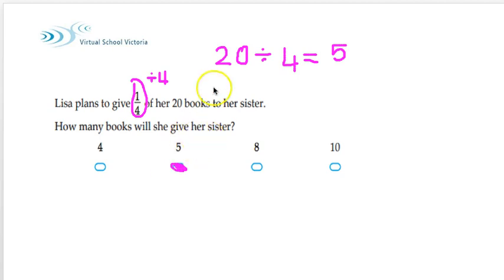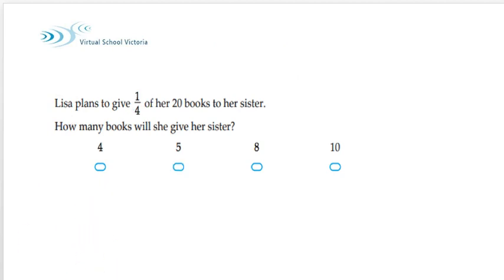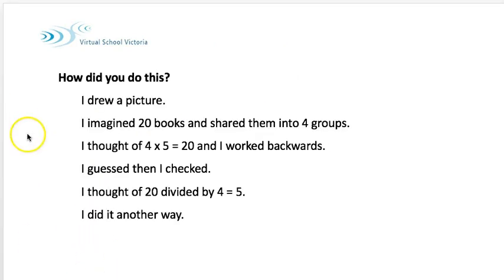I could have also drawn 20 books and put them into 4 groups, but if you know your tables, you can do things a lot more quickly. Well, here are some strategies that we could have used. You could have drawn a picture. You could have visualized or imagined. You could have started with your tables. You can guess and check, and you can just work through logically. All of those are good problem-solving strategies.